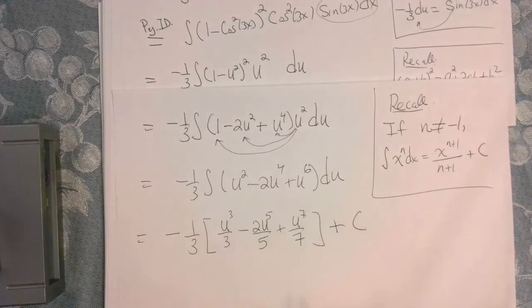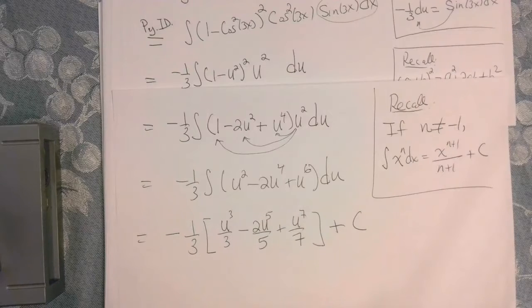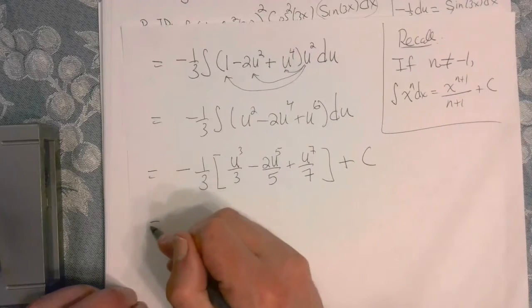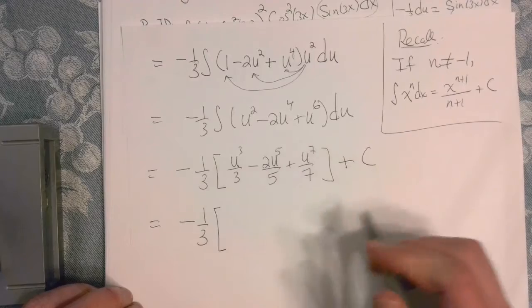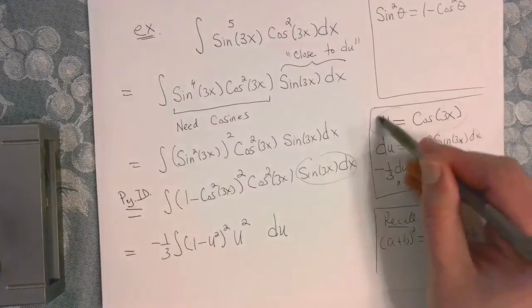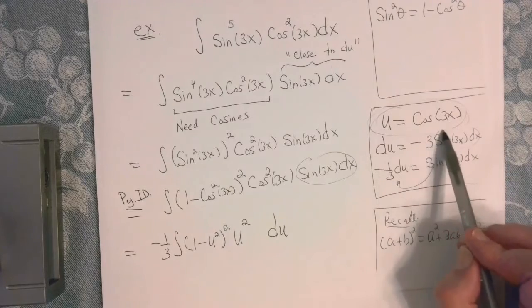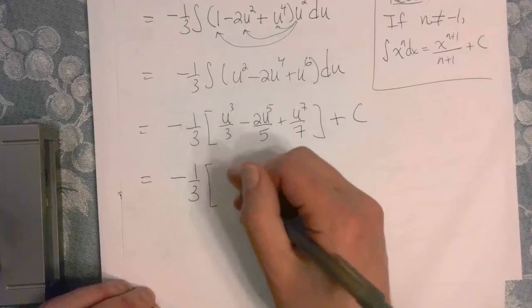Never forget. And then we want to do a back substitution because we started with variable x. We want to end with variable x. Okay, so let's go ahead and plug in. So let's just recall quickly. We said this was u, right? So everywhere I see u, I'm going to back substitute. I'm going to plug this in for u. So cosine of 3x.